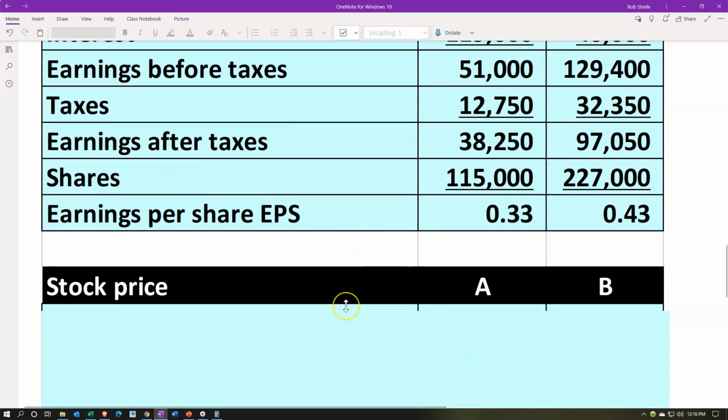Okay, so now let's consider what the stock price would be with our PE ratio. So remember what the PE ratio is. It's just what it sounds like, the price divided by the earnings.